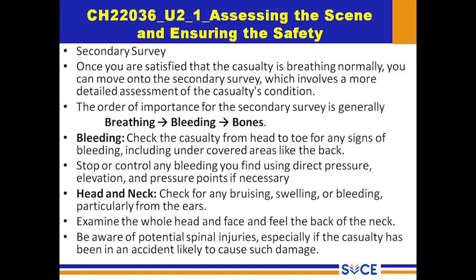The order of importance of the secondary survey is generally the three B's. First is breathing. Ensure the person is breathing. Second is bleeding: no internal bleeding, no external bleeding. The last one is bones. These are three one-line points, three steps. Breathing, bleeding, bones. First, breathing, we have discussed in length.